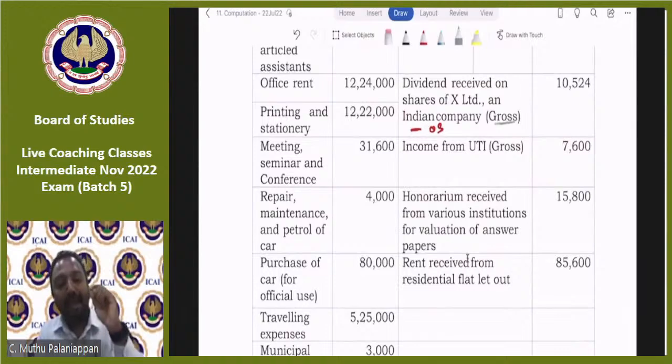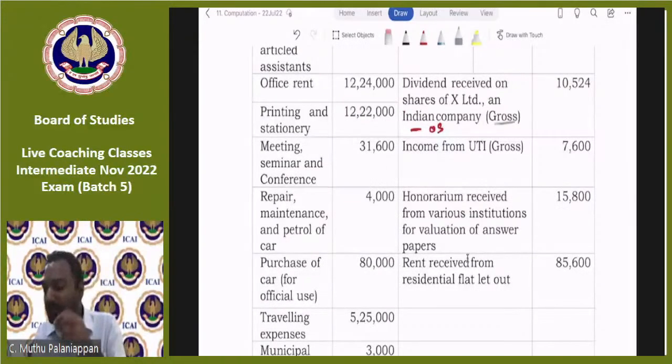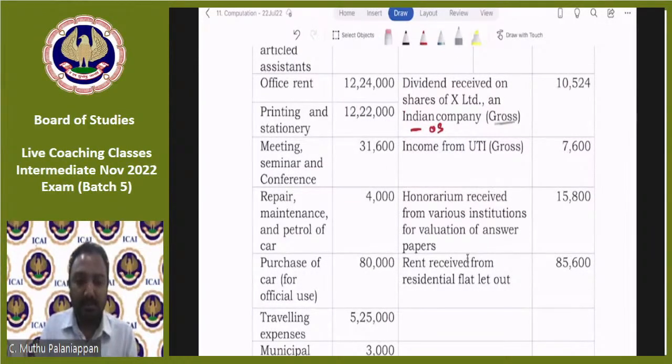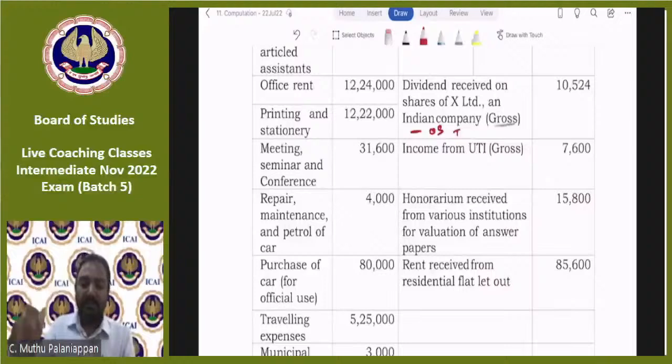So once you calculate this, you also need to calculate the TDS under the section for dividend. Whatever the TDS is should also be computed. So 10% of 10,524 needs to be considered. So what do I write? I also write something called T, to say that TDS should be deducted. So TDS must be deducted. Correct? That's what it is about with respect to dividend.